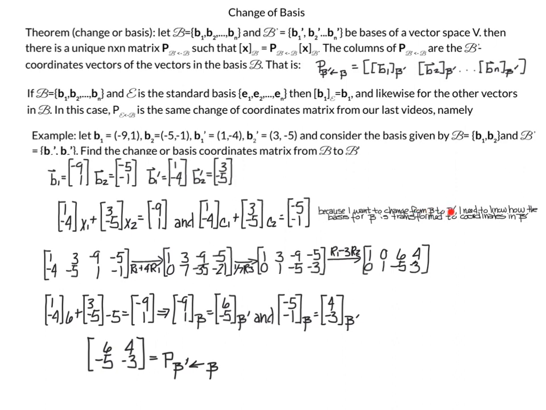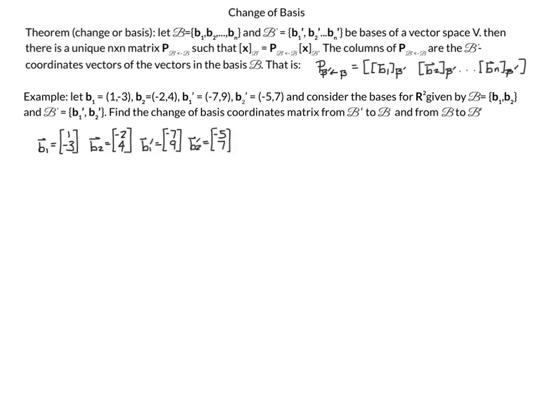But to convert from b to b prime, what I did is I needed to know how a basis for b, so my basis was negative 9, 1 and 5, negative 1, is transformed to coordinates, so that's the x1, x2, and c1, c2 in b prime. So that's what all this work was. I find this is really helpful to write out and keep saying and remember, because at the end, sometimes it's easy to get confused which coordinate system you're changing from and which coordinate system you're changing to.